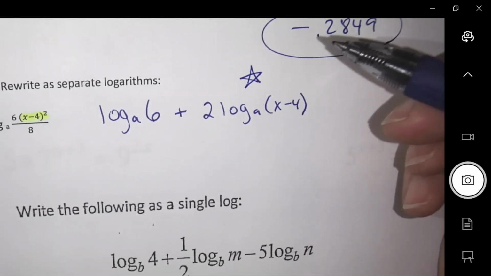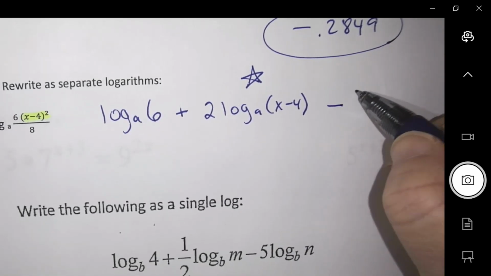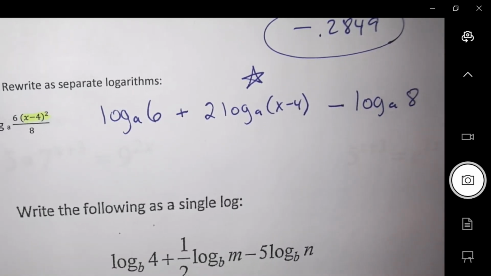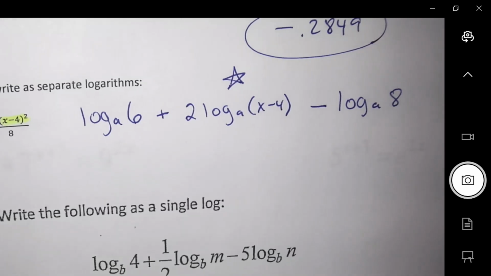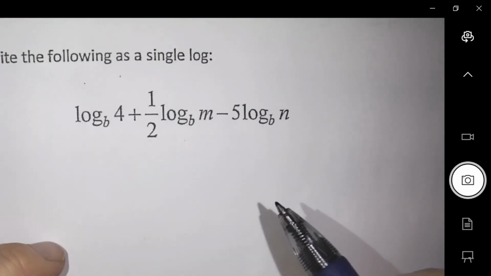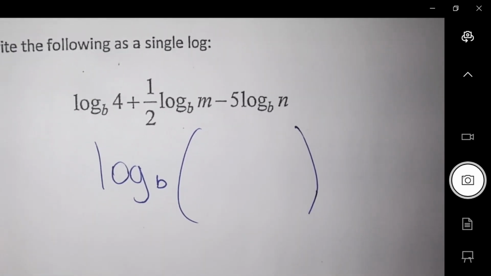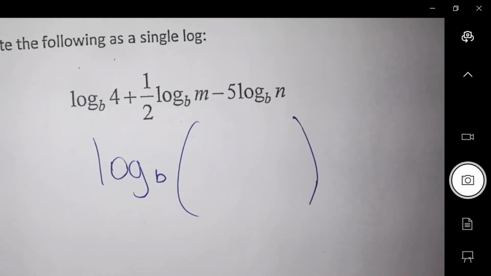This, for some reason, always is throwing people off, okay? You can't separate log A x and log A 4. You can't separate them, okay? Because there was no multiply between them or anything like that. Minus log A 8. Okay, put it back together. So log B of, put it back together.